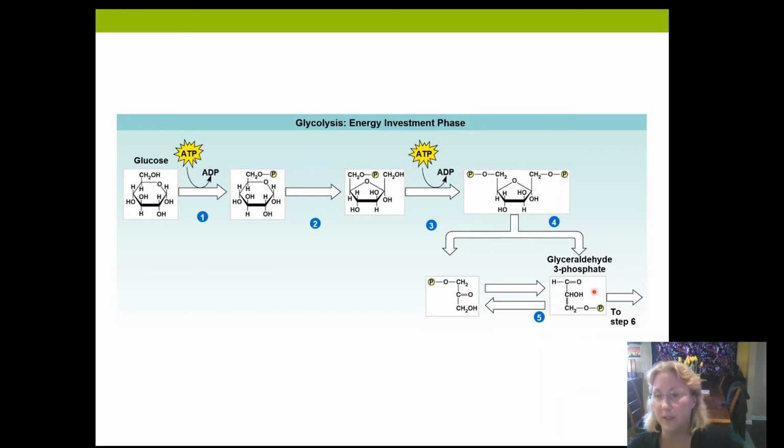Glycerol, as you might remember, is a 3-carbon sugar. That's the backbone of triglycerides. 3 fatty acids are attached to a glycerol to make a triglyceride. So if triglycerides are being broken down, glycerol can enter this reaction here.